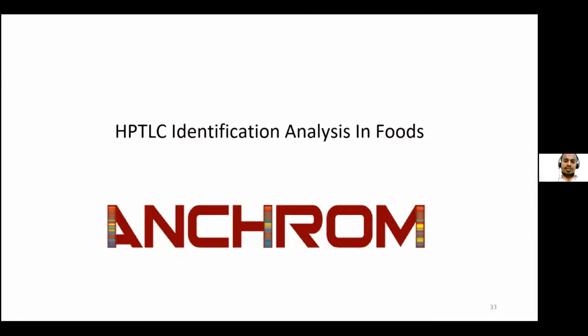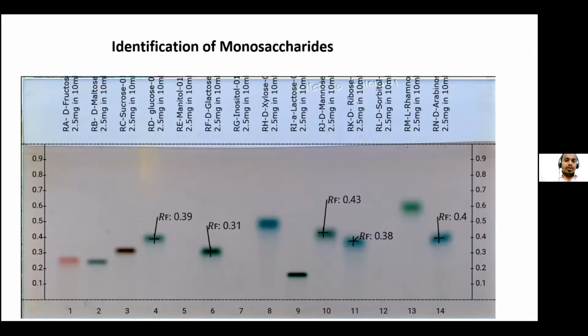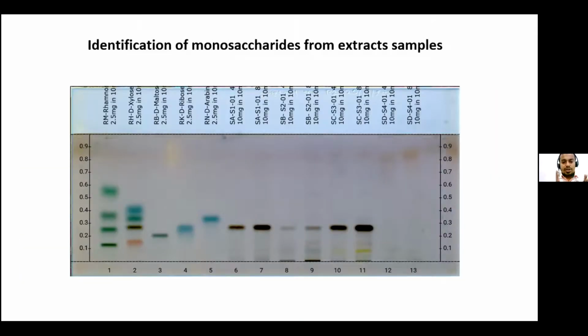HPTLC identification analysis in food. Here, identification of monosaccharides. Various sugars, for example fructose, maltose, all the monosaccharides can be separated on the same plate. After the method is developed, in the next slide, I have sorted the standards with respect to their RF value.